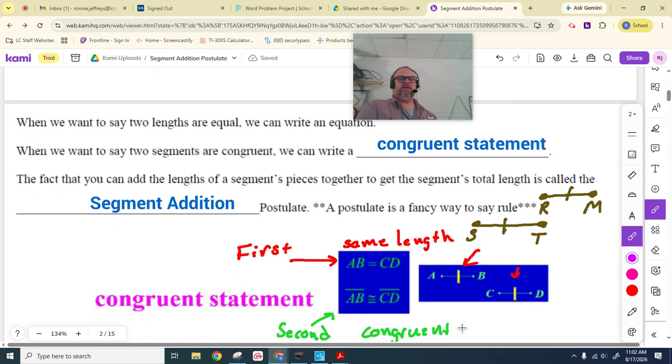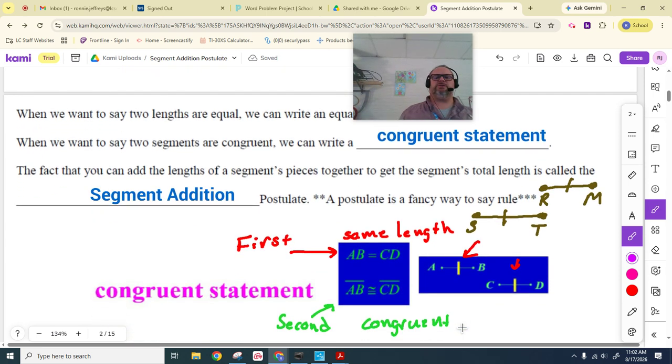Now, when 2 segments are congruent, we can write a congruent statement, saying that this object is congruent to this object. Now, the stuff that we looked at at the end of the handout that we did on Friday, some of y'all thought it was pretty simplistic, which is good. This started the segment addition postulate. And a postulate is just a fancy way to say rule.